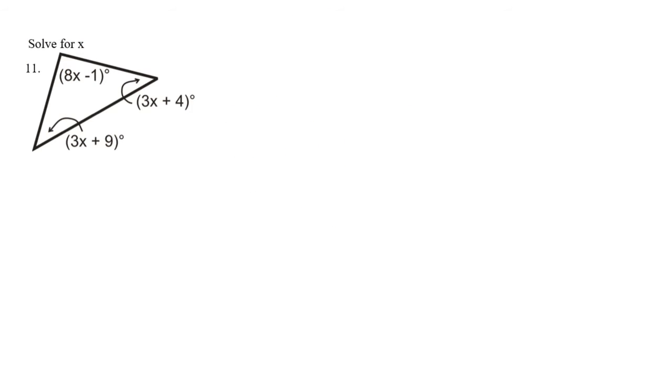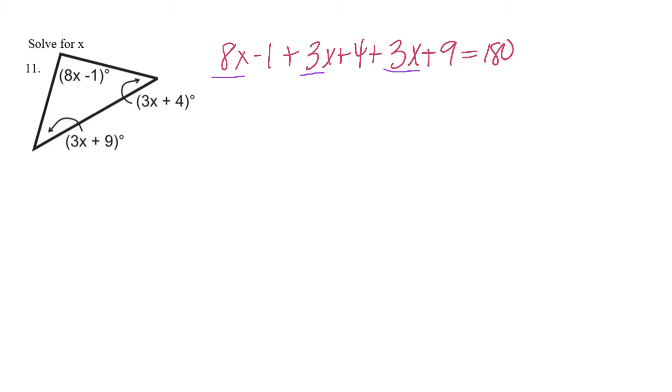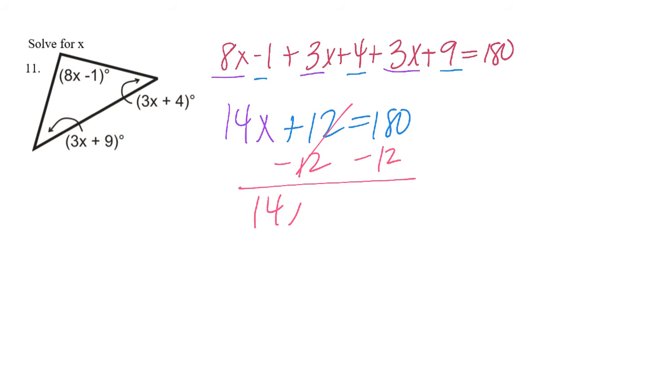All right, we have a triangle with a bunch of labeled angles. And remember, all triangles add up to 180 degrees. So we're going to take everything inside of there and add it up to 180. We want to combine like terms. 8x, 3x, and 3x. So 3 and 3 is 6. 6 and 8 is 14x. Negative 1 and 4 is 3. 3 and 9 is 12. Equals 180. So minus the 12 on both sides. 14x equals 168. Divide by 14 on both sides.